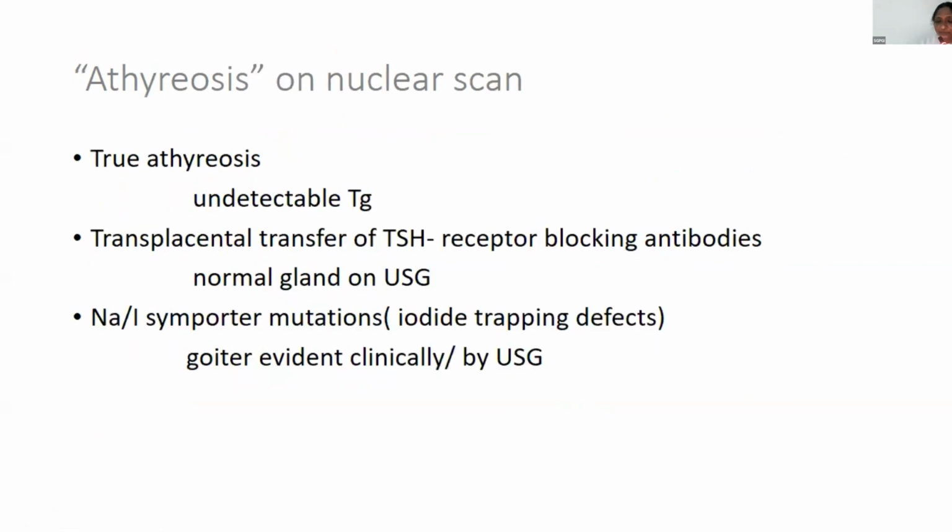So what is this athyrosis? If it's a true athyrosis, the thyroglobulin will be undetectable, or when it's just apparent because of a transplacental transfer, that is how the ultrasound is also complementary to this. The gland will be shown normally on ultrasound. However, athyrosis can also be because of a sodium iodide symporter defect. But these children clinically will have goiter. Clinically or even on ultrasound they will have goiter, but an apparent athyrosis on the nuclear scan.